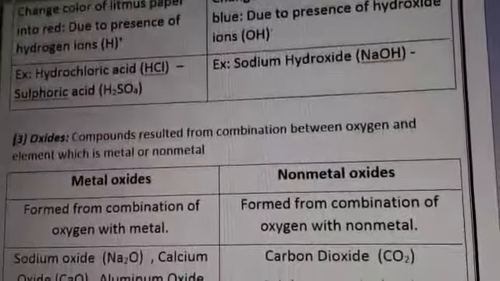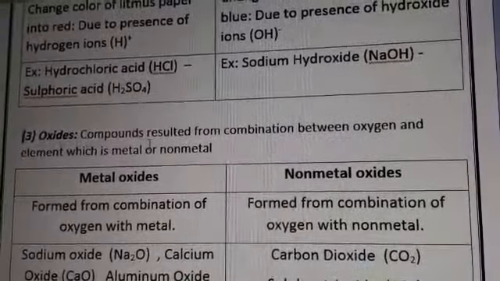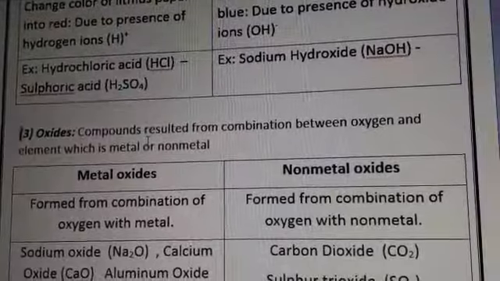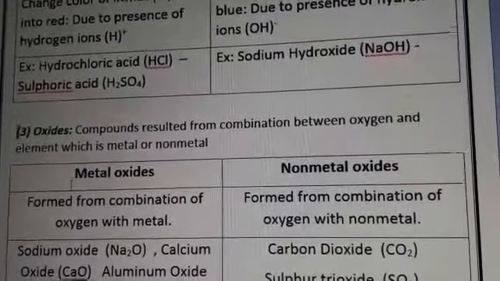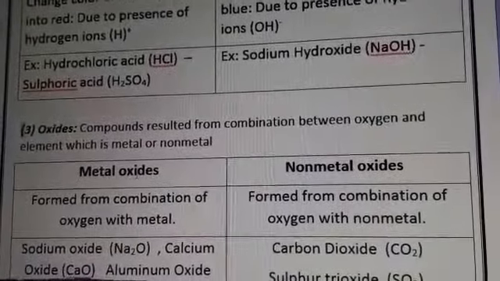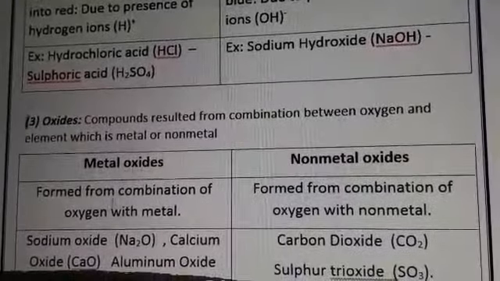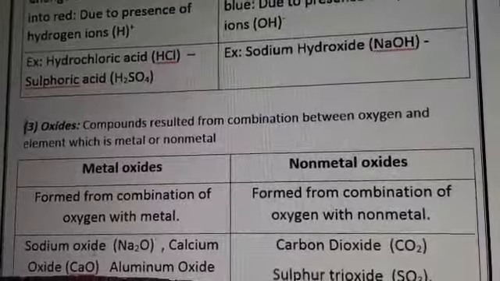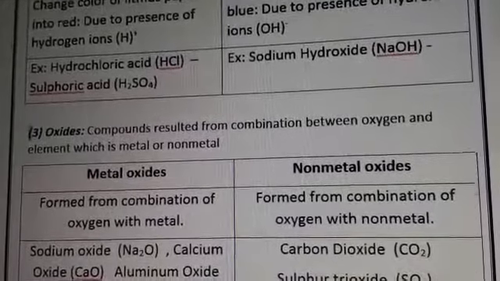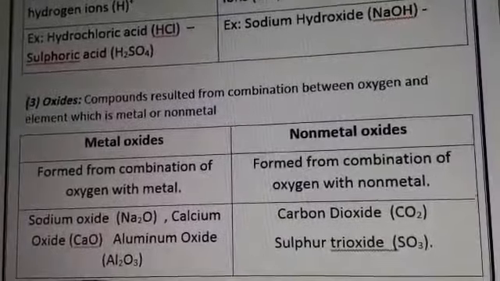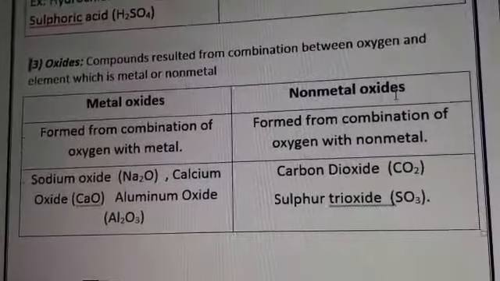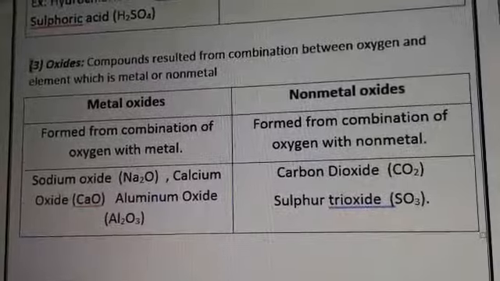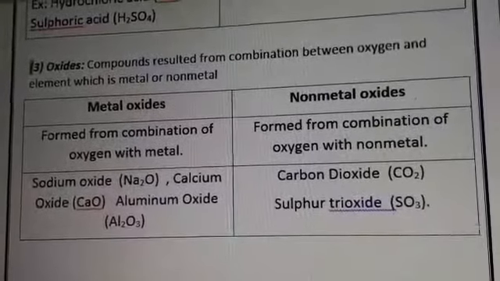Number 3, oxides. These are compounds resulting from the combination of oxygen and an element, which is metal or non-metal. When a metal combines with oxygen, it forms a metal oxide, like sodium oxide, calcium oxide, and aluminium oxide. Non-metal oxides are formed from the combination of oxygen with a non-metal, like carbon dioxide or sulfur trioxide.